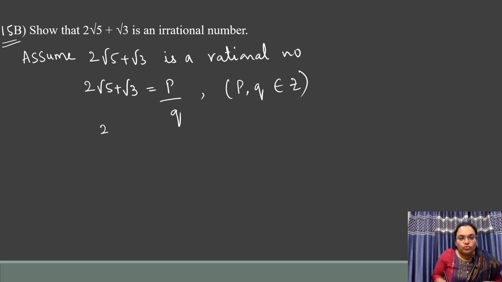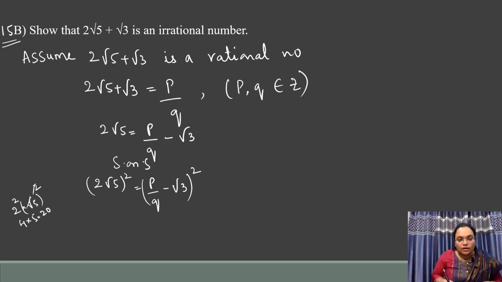I will take 2 root 5 is equal to p by q. I will send root 3 to the RHS, which is minus root 3. So we will do squaring on both sides. 2 root 5 whole square is equal to (p by q minus root 3) whole square. 20 is equal to, this is (a minus b) whole square. This is a square, that is p square by q square, plus b square.